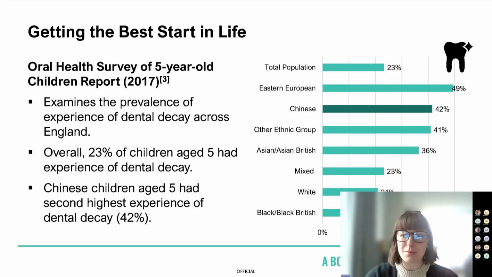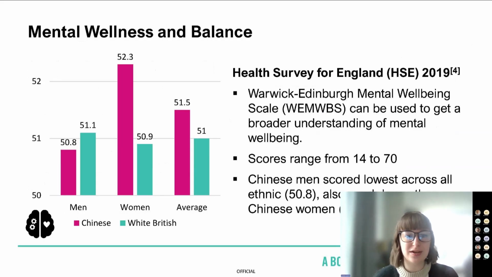When we picked up on mental wellness and balance, we looked at the Health Survey for England, which focused on WEMWBS scores, the Warwick-Edinburgh Mental Wellbeing Scale. This is a questionnaire of 14 items on a scale of 1 to 5 that captures feelings of wellness in a general sense. It looks at statements such as "I've been thinking clearly," "I've been feeling loved," and "I've been interested in new things," and rates them on a Likert scale from strongly disagree to strongly agree.